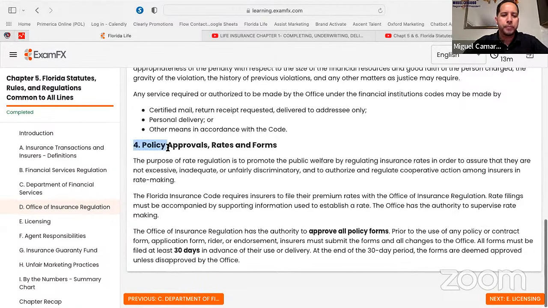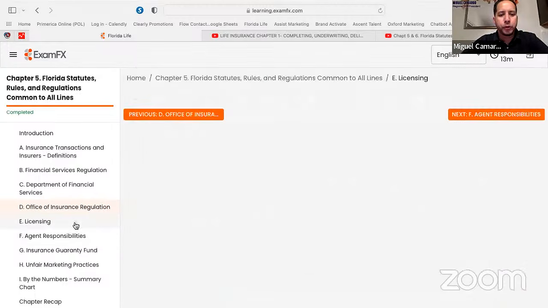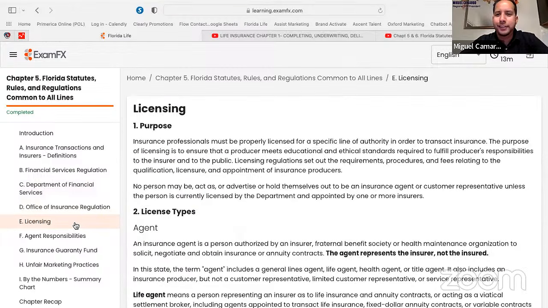Okay, so this one right here, policy approval rates. Generally, if you're going to use a form, like if your insurance company changes a form, Tanisha, in your state, like a monthly bank draft form, those always have to get approved. It doesn't matter what form it is. And that generally has a 30-day window. At the end of the 30-day window, the forms are deemed approved unless disapproved by the office. I'm trying not to bore you by just reading paragraphs to you guys.